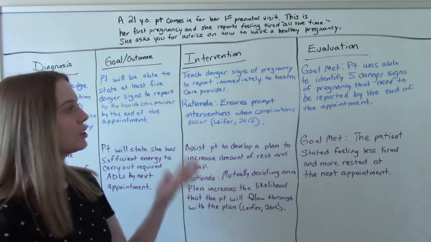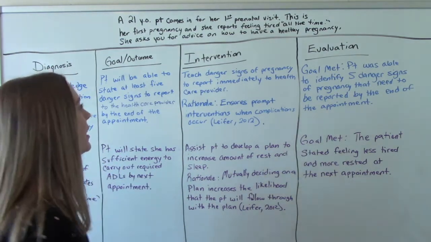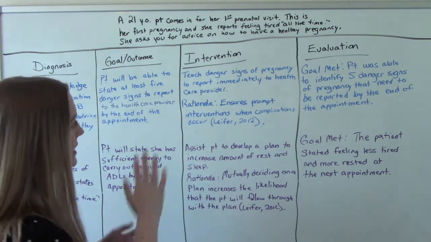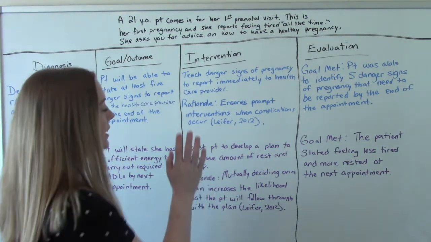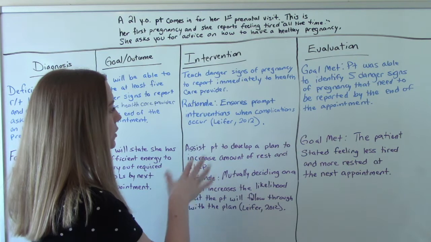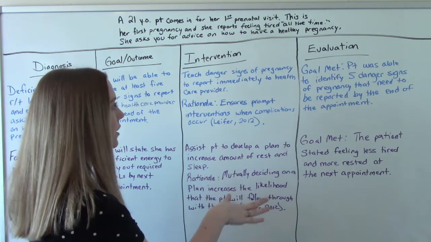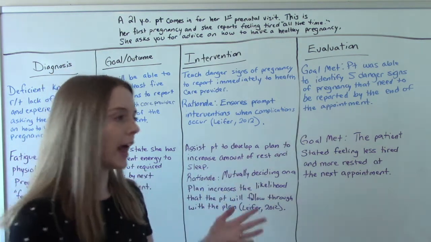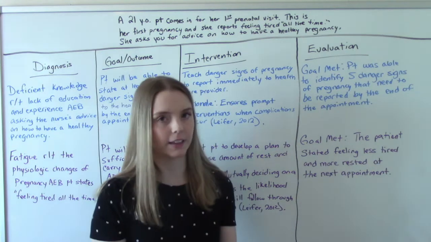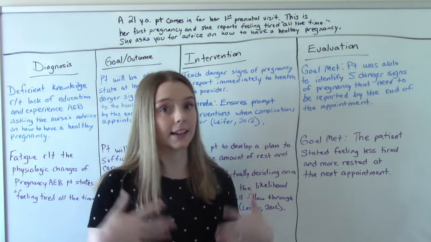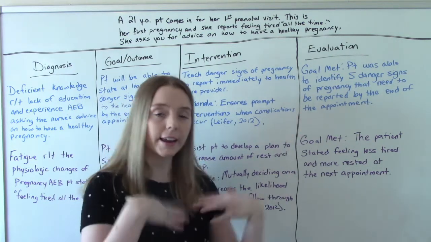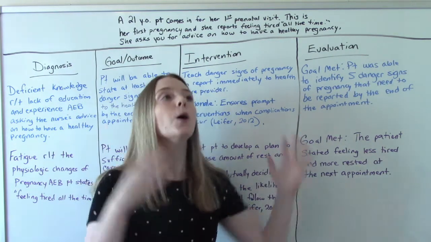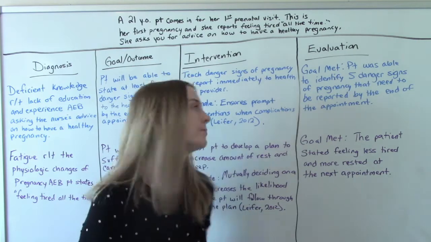So what's our intervention? It's to teach it to her, right? So teach the danger signs that need to be reported. And our rationale for choosing that is that it ensures prompt interventions when complications occur. So if something happens, maybe she starts bleeding or something like that, she knows that's a danger sign. I need to call and let them know that's happening. And then we, as the nurse and then the doctor, can help her with that.